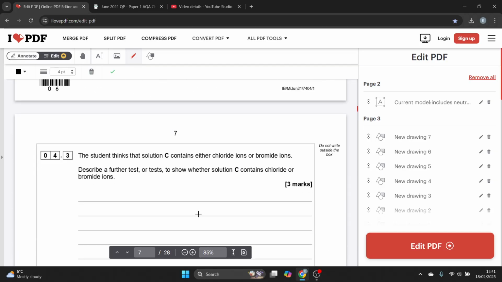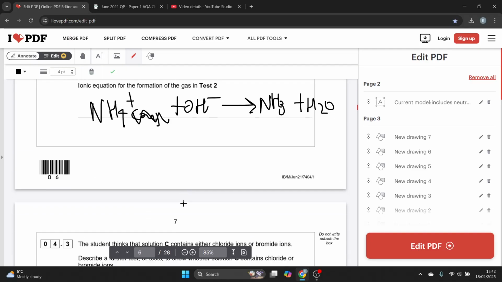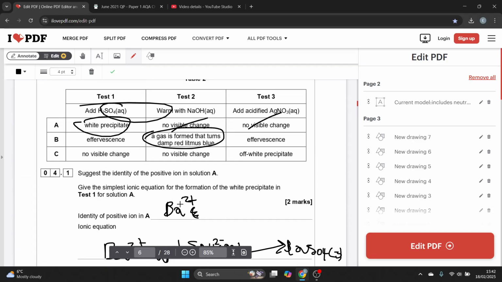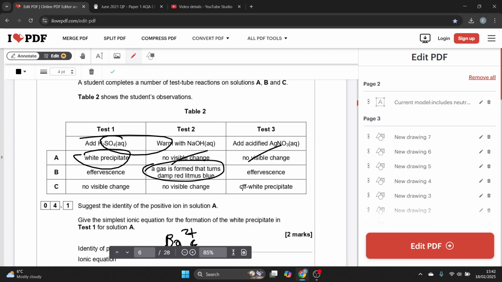Describe a further test to show whether solution C contains chloride or bromide ions.